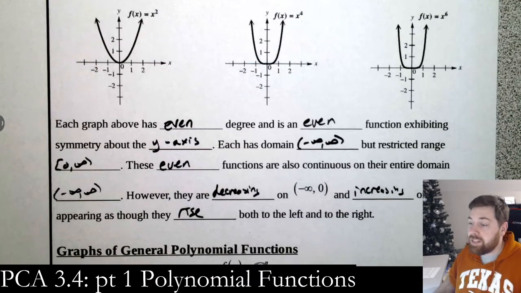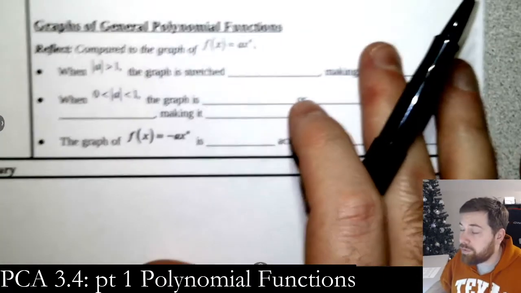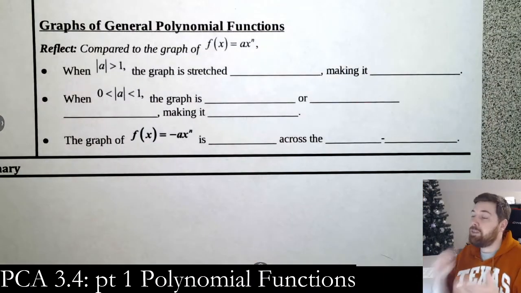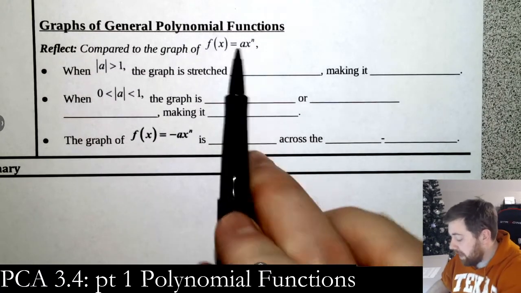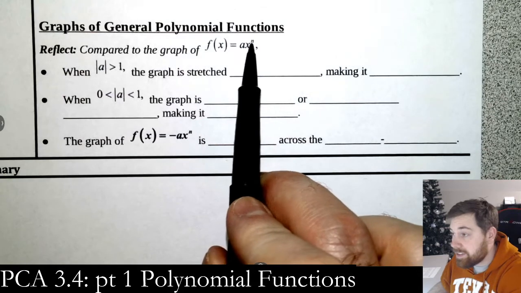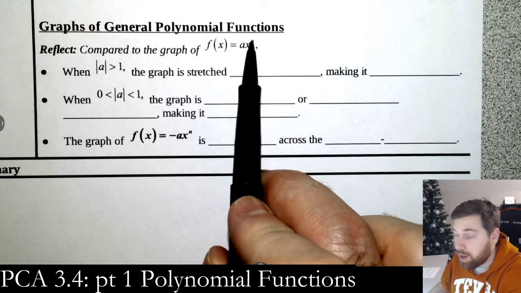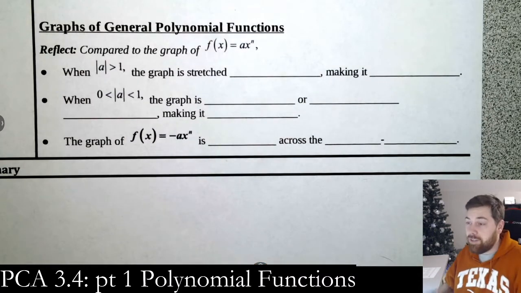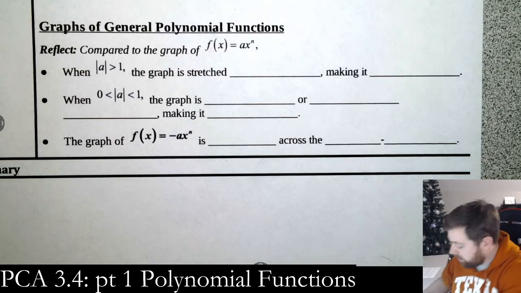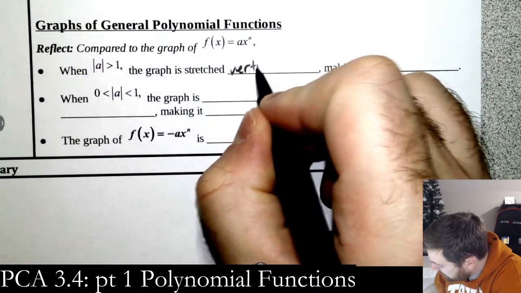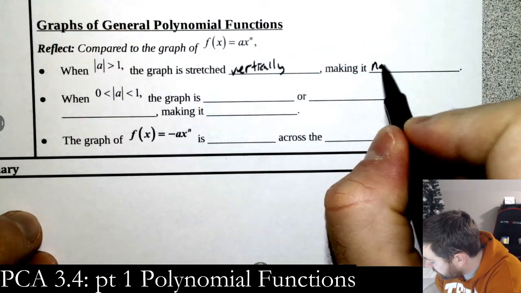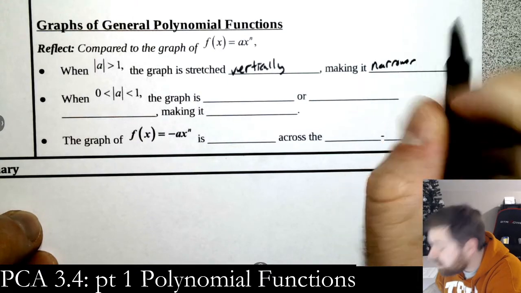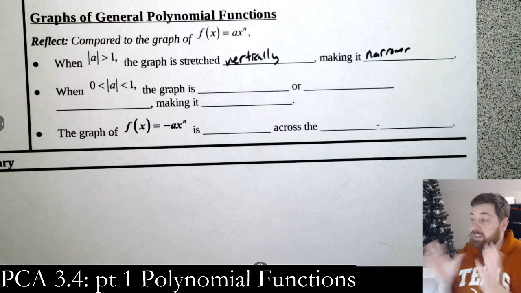Okay? And so now we can take all of these polynomial functions and we can actually flip them around and do different transformations on them. Okay? So first off, now we're looking at just the general ax to the n. So this can be positive, or this can be even or odd. So first off, when the absolute value of a is greater than 1, we've talked about this, it gets stretched vertically. Okay? Making it narrower. So we've talked about that. If you think of x squared, 2x squared is a little bit steeper.